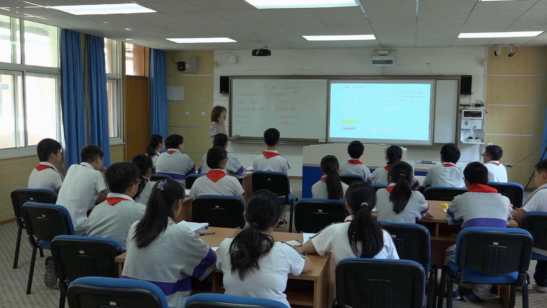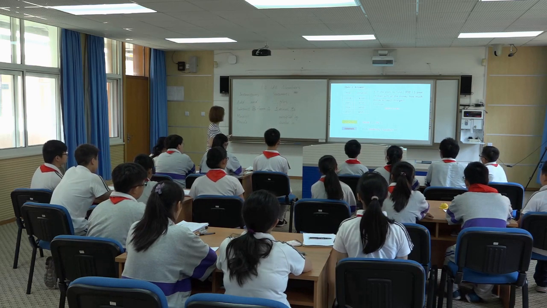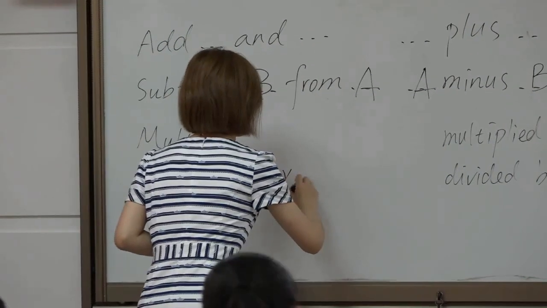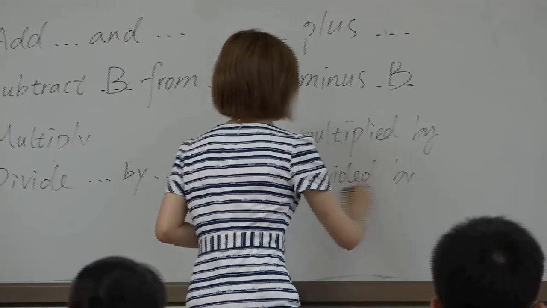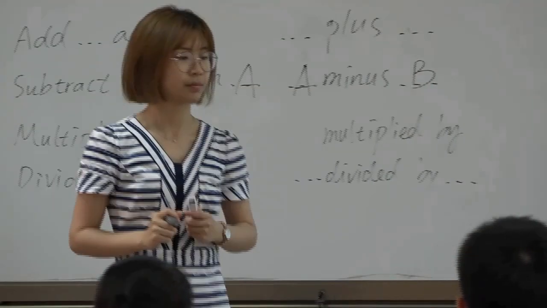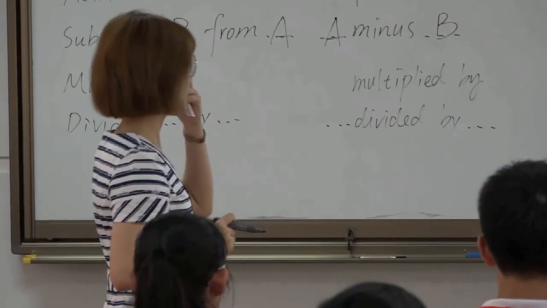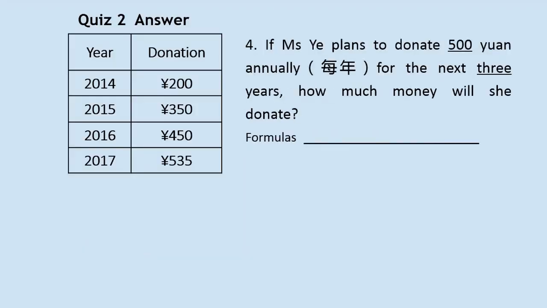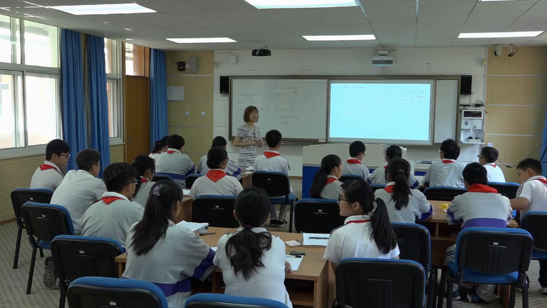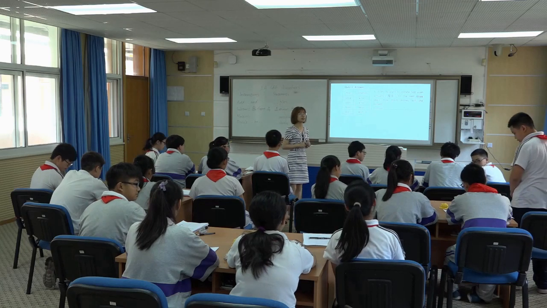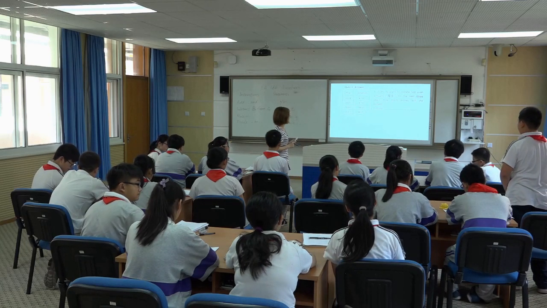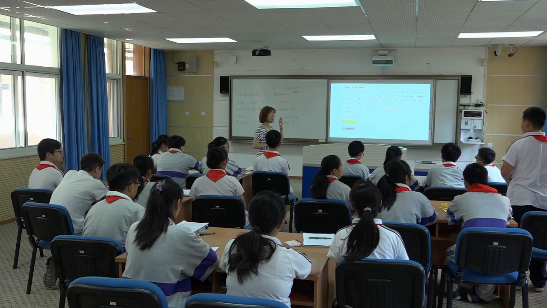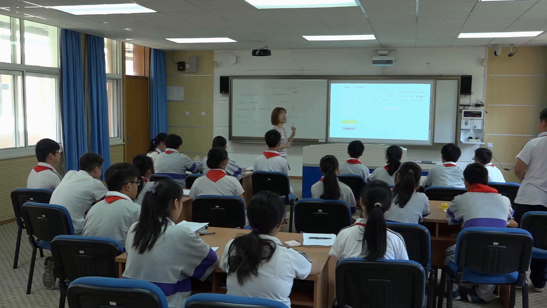Now together, instruction. Ready, start. Instruction. Statement. 1,535 divided by 5 equals 307. Question 4. 500 multiplied by 3 equals 1,400. 500. Yeah, 500. Now can you give us the instruction?